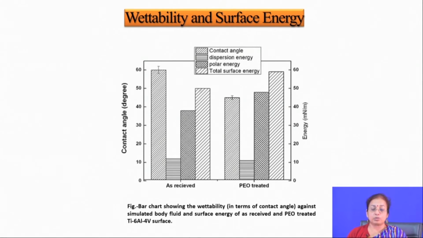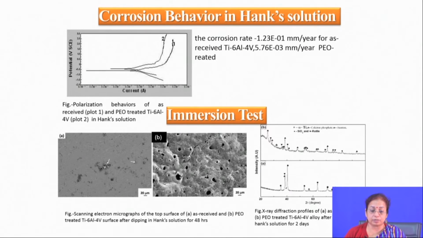It is very interesting to note that when you do the contact angle measurement of the PEO sample, you will find that there is a significant decrease in the contact angle value of the PEO treated sample as compared to the as received sample. So, this is the contact angle of the as received sample, and this is for the PEO treated sample. A contact angle decrease is beneficial, because you can conclude that there is an increase in wettability of the surface by the PEO treatment.